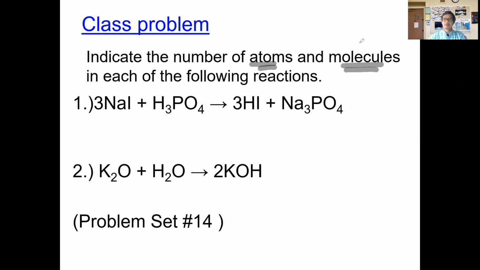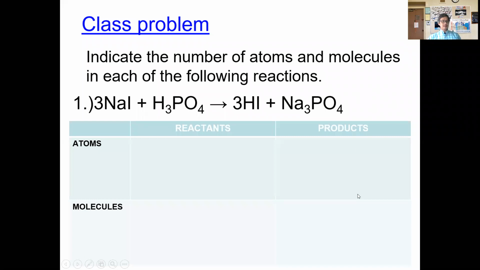All right, let's go ahead and take a look at the first one. We want to interpret it in terms of atoms and in terms of molecules. In this table here, I have drawn out for you what we have here. Let's count atoms first, so we're going to count individual atoms. We're not going to look at the total particle here. The very first level, we're just going to count atoms.